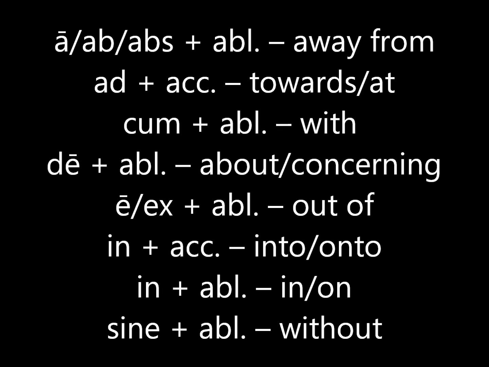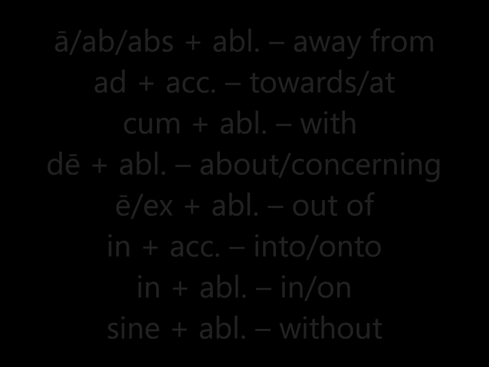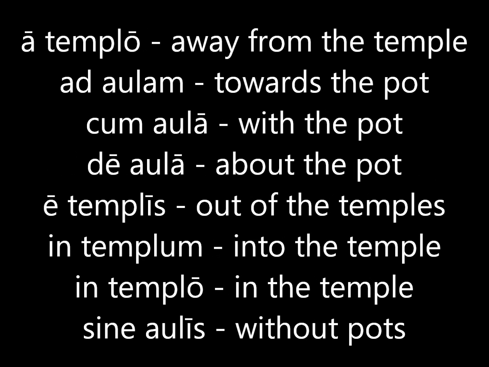To give some examples, we'll use the first declension noun, aula, which you'll remember is pot, and the second declension neuter noun, templum, which means temple. A templo means away from the temple. Ad aulam means towards the pots. Cum aula means with the pots. De aula means about the pots.